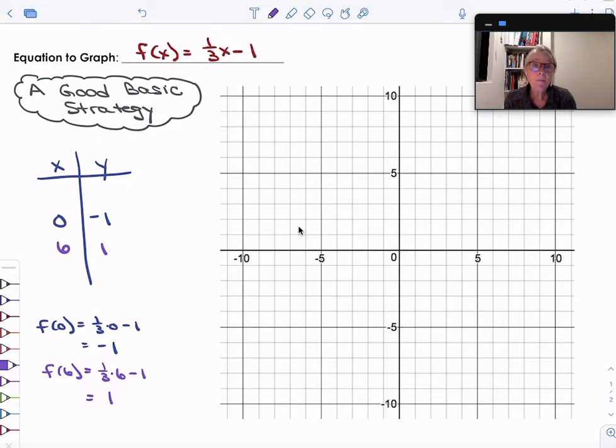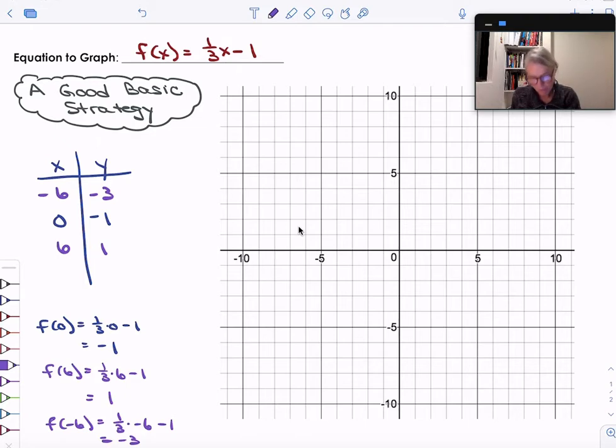Now let's try a negative number. Why not -6? And if -6 goes into my function, 1/3 times -6 is -2. Minus 1 more is -3. So this good basic strategy, what you're really doing is just creating a table of values to start with by picking strategic x values, putting them into your function, inputting them, and getting the output.